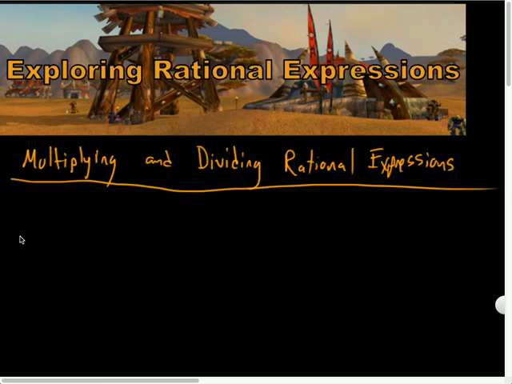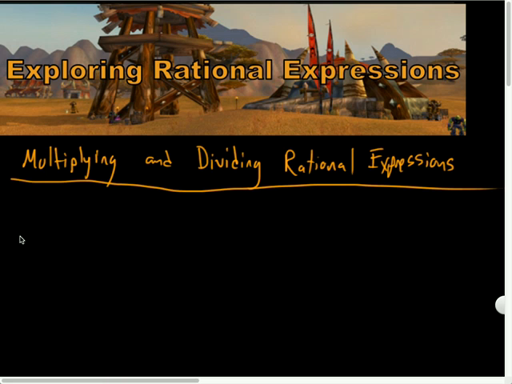Today we are talking about multiplying and dividing rational expressions. Now, just a distinction in vocabulary. We just finished graphing rational functions. So functions is when I have y equals some expression with x, all right? And we represent those in tables and graphs and stuff like that.